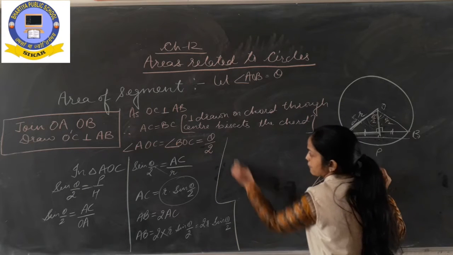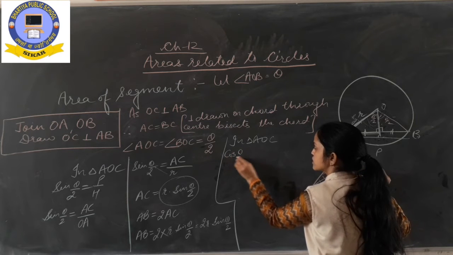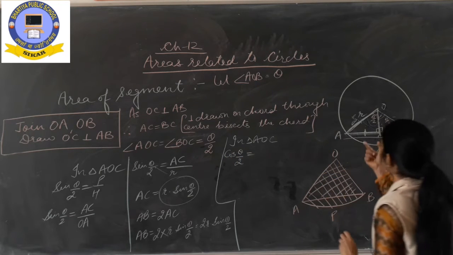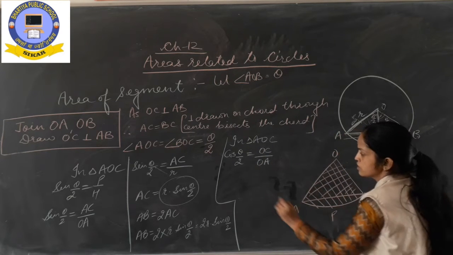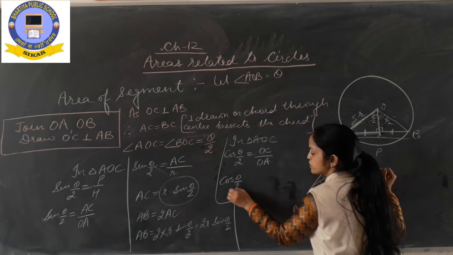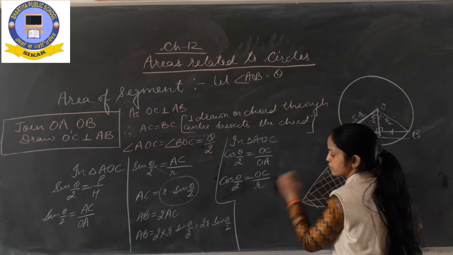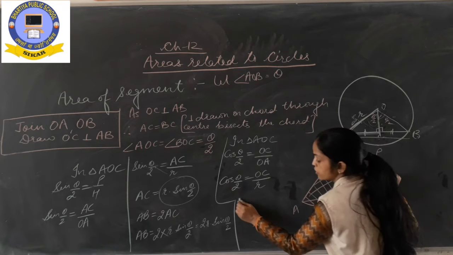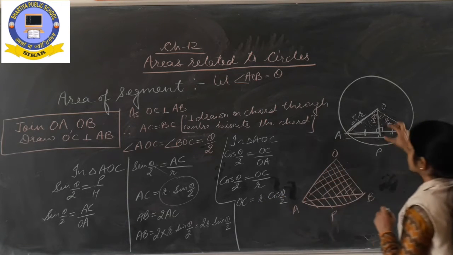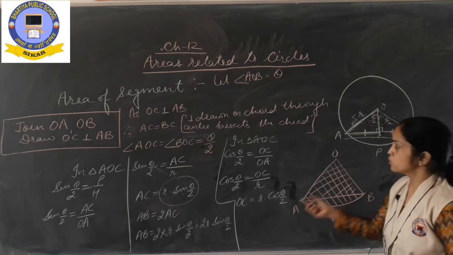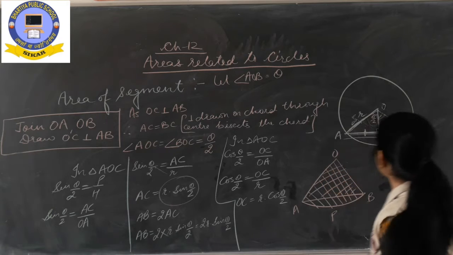Now again, in triangle AOC, cos theta upon 2 is equal to base OC upon hypotenuse OA. Okay, so cos theta upon 2 will remain as it is. OC we have to find out, and OA is R. So R will again go that side. So it will become OC is equal to R multiplied by cos theta upon 2. So OC also we got R cos theta upon 2, and AB already we found. Now it will be easy for us to get area of triangle AOB.